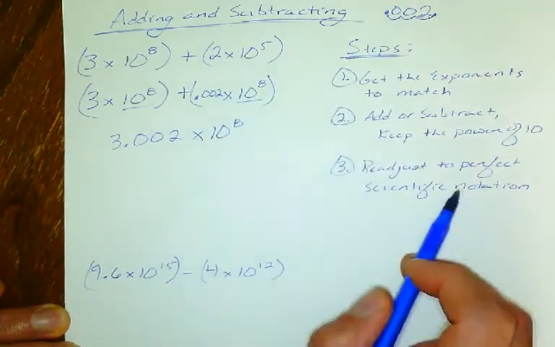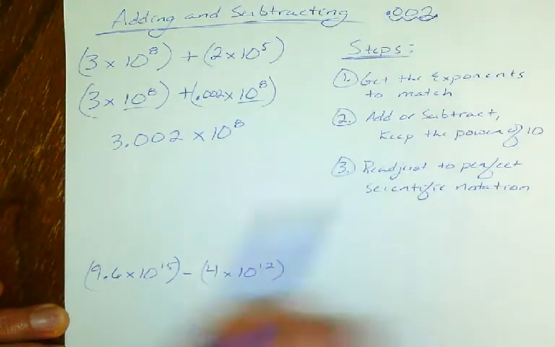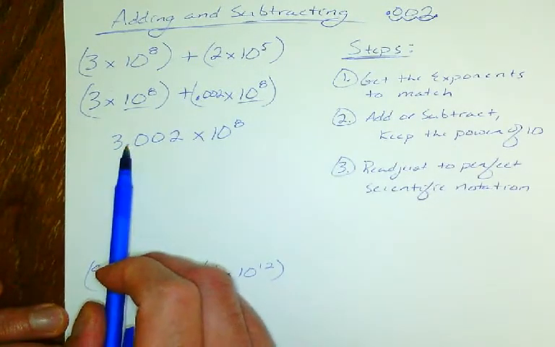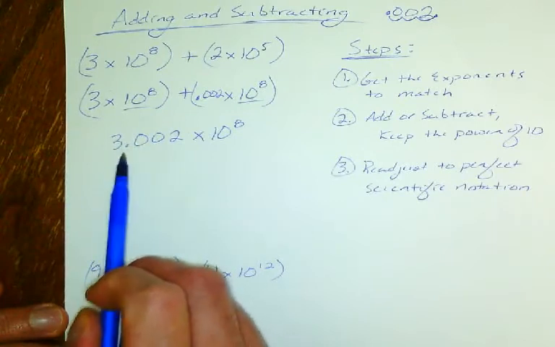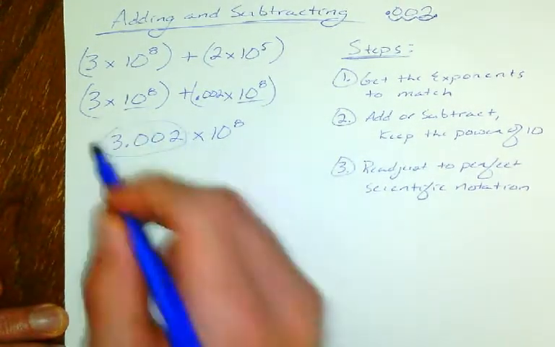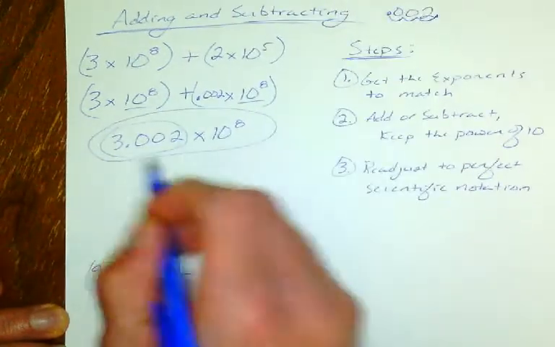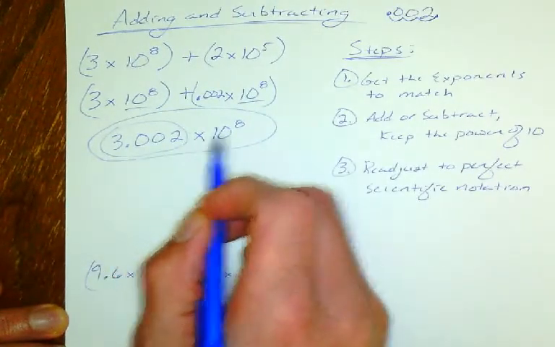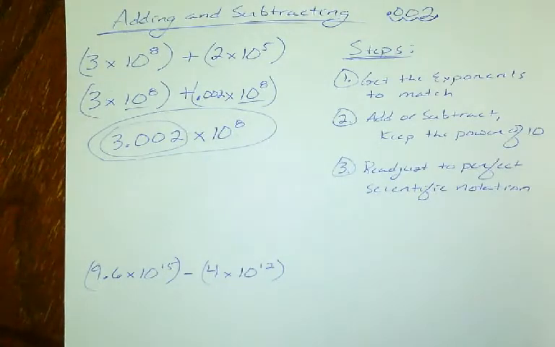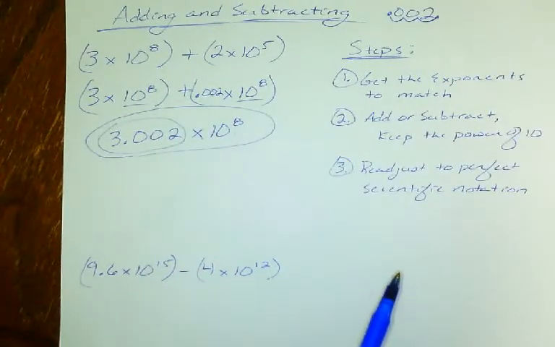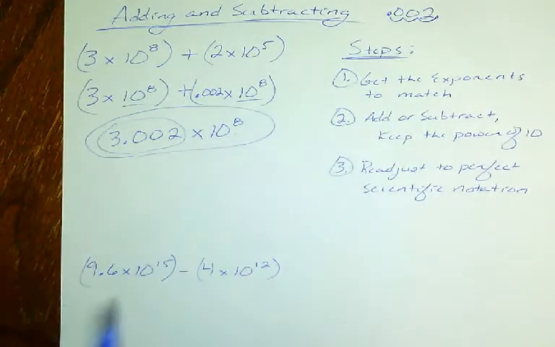Step 3, readjust to perfect scientific notation. Well, in this case, my answer is perfect scientific notation because that decimal point is between the 3 and the 0. Remember this first number has to be between 1 and 10. So this is my answer, 3.002 times 10 to the 8th. So follow these 3 steps, you'll be in good shape. Step 1 is the hardest, get the exponents to match.